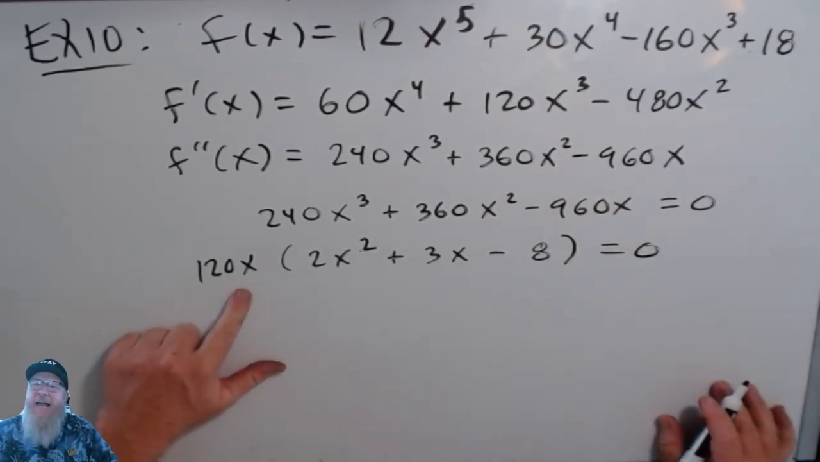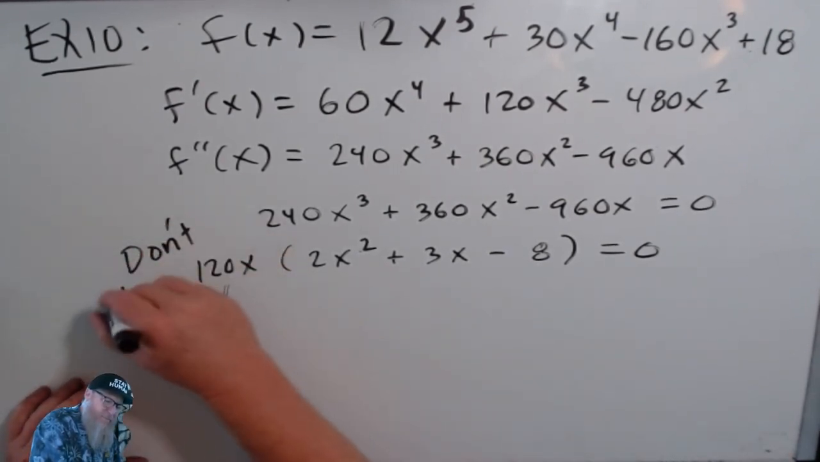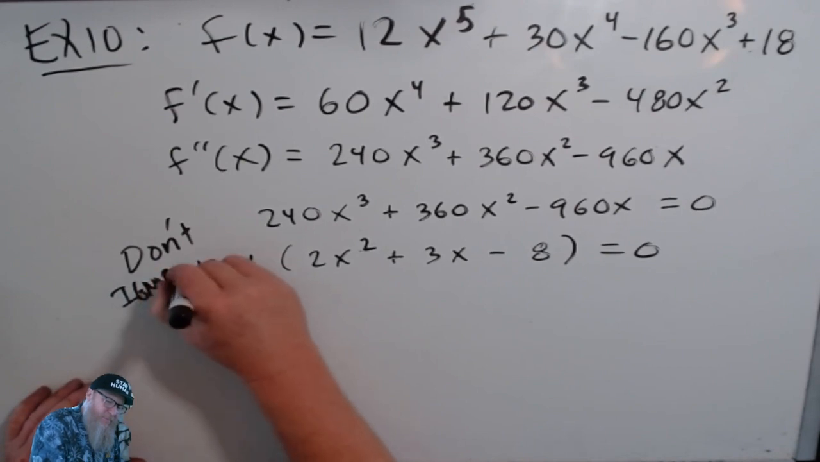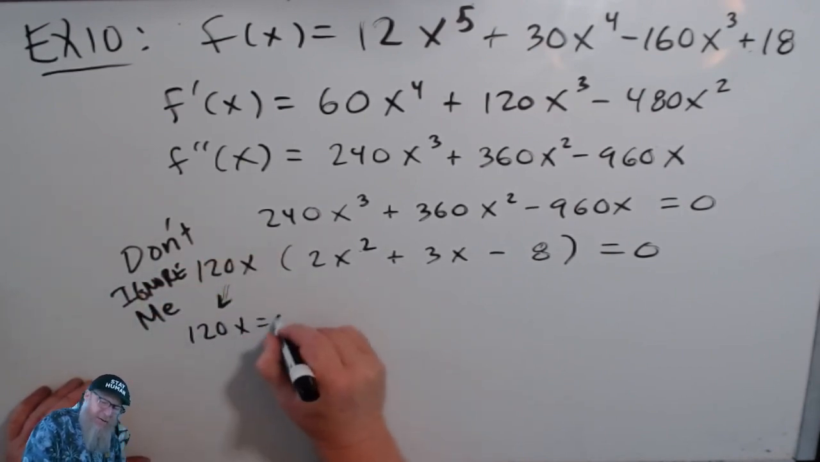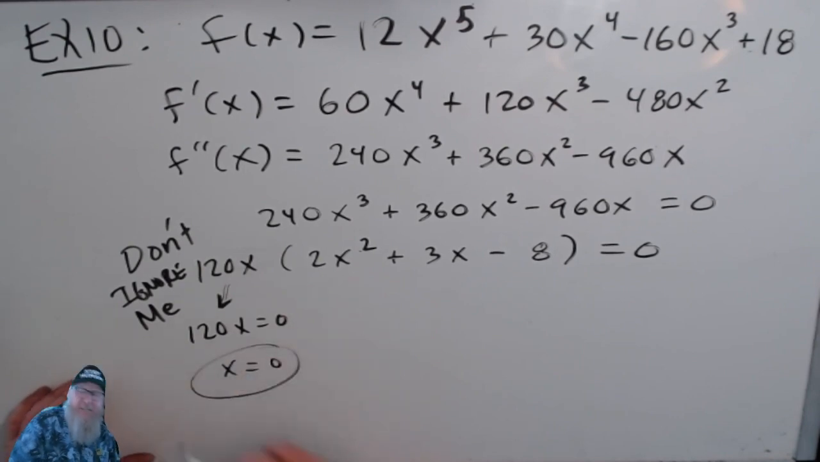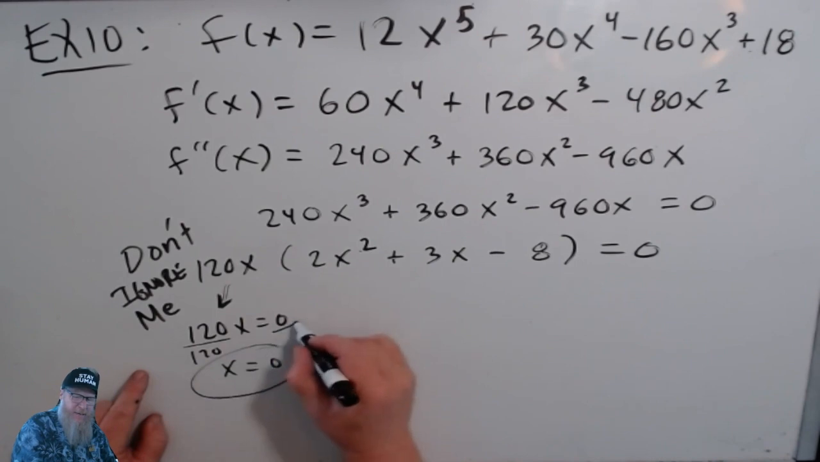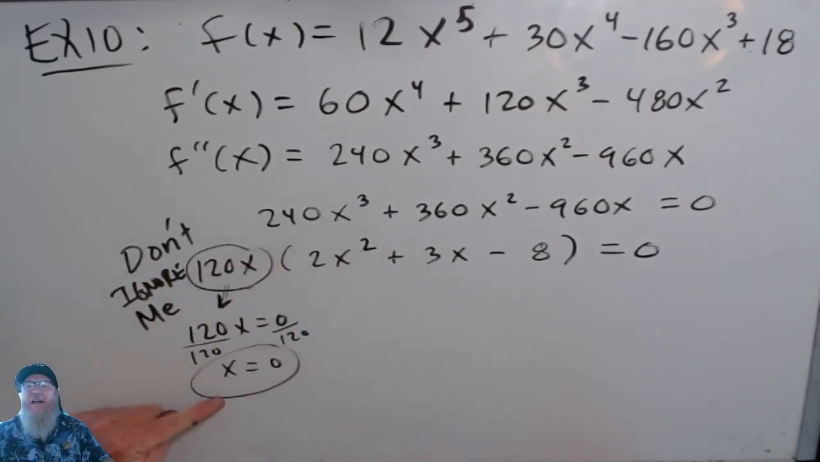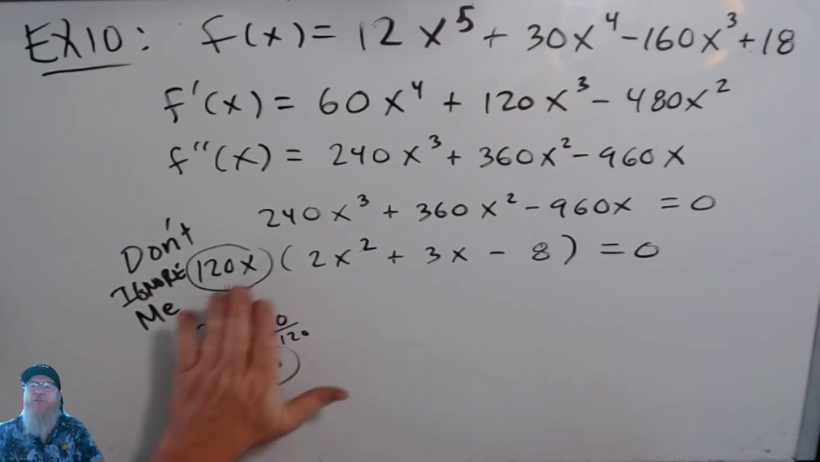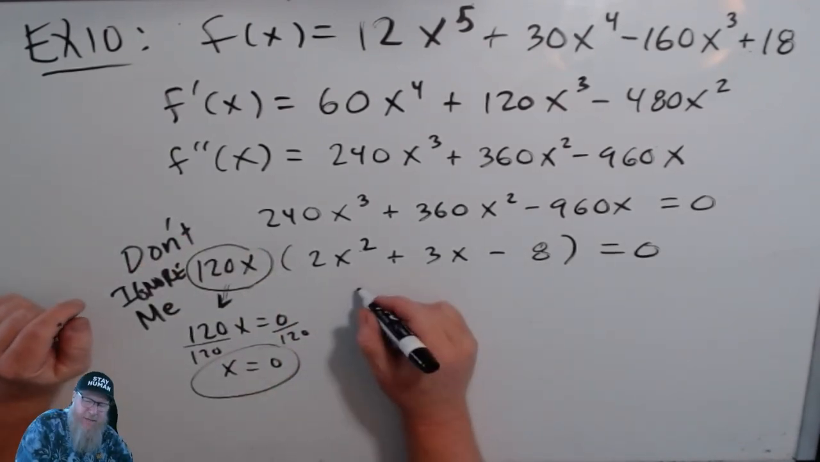Now, if this has an X, you can't ignore it. You got to solve it. Although it is very easy to solve, you just get 0. Right? Just divide by 120 and you get 0. You only do that if there's an X in that factor. If it was just 120, I just would have ignored it and moved on to this one.